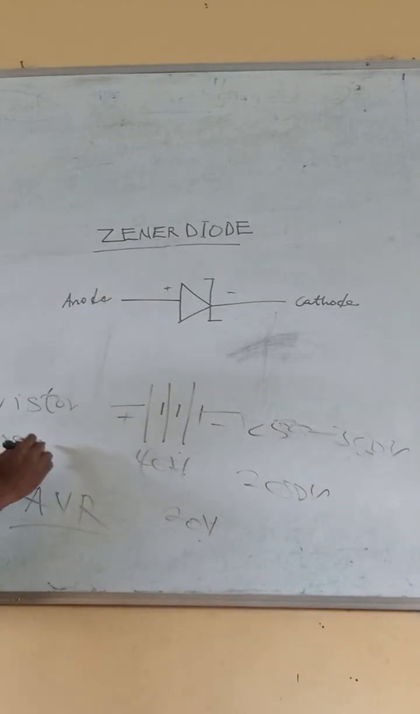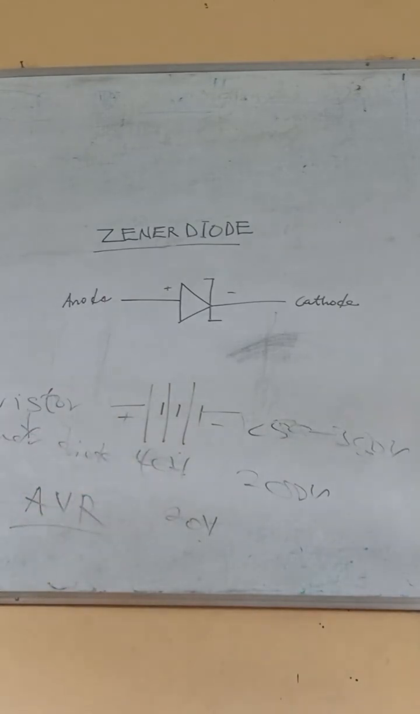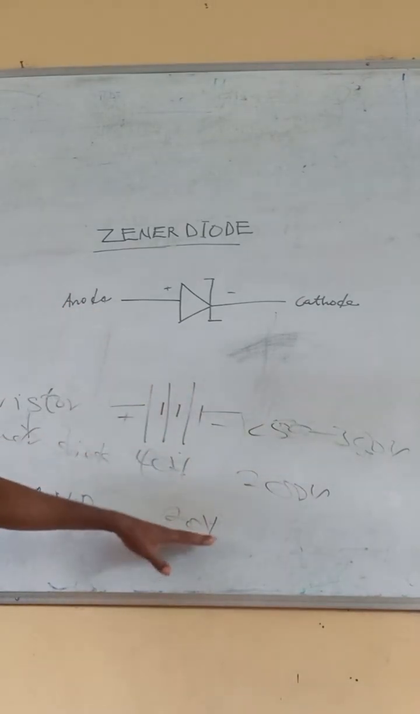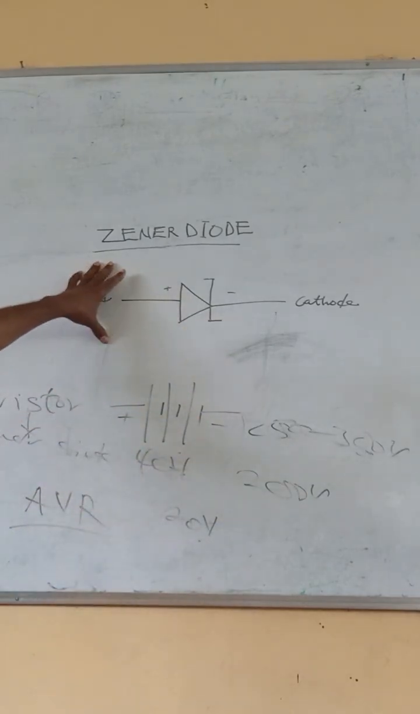Zener diode can be used instead of thyristor. You can perform the same function. And Zener diode has a voltage rating. It also has a power rating. So even though a diode is designed to carry a specific voltage, it also has a power rating. If the power rating is lower than the source, it can get the diode damaged.